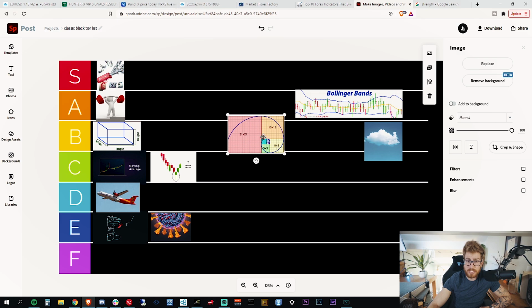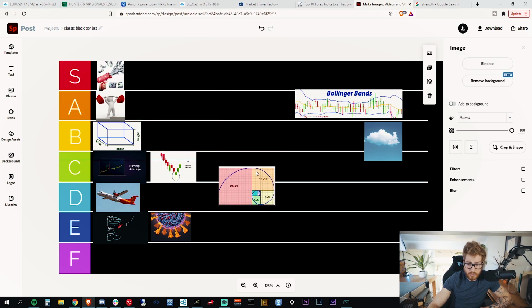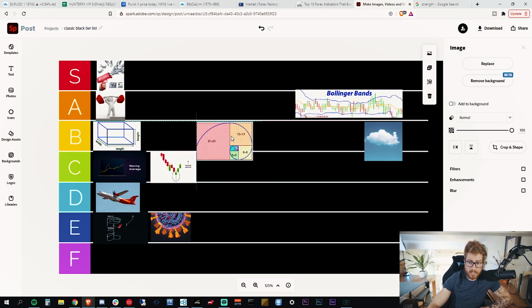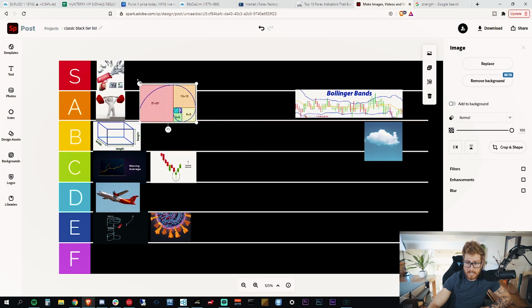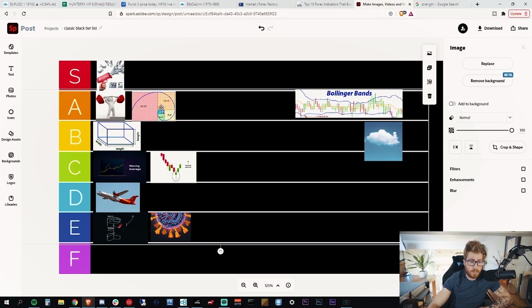It does not give you the entry in itself, though. Even though it is useful, it's going to be something that we're going to have to use with something else. So we're actually going to put it at a tier because it is one of the best ones. I would say it's on par with RSI.